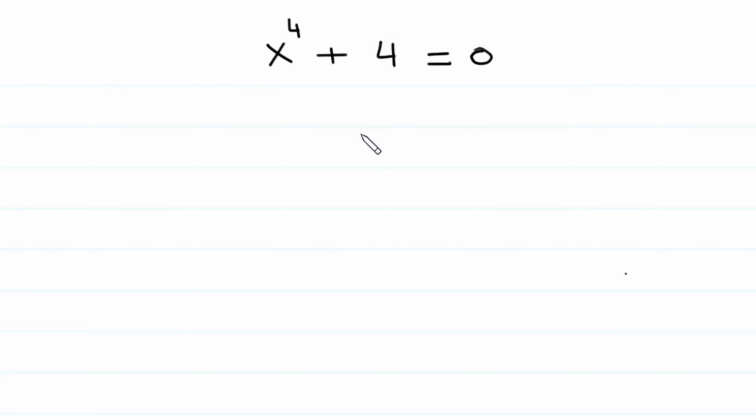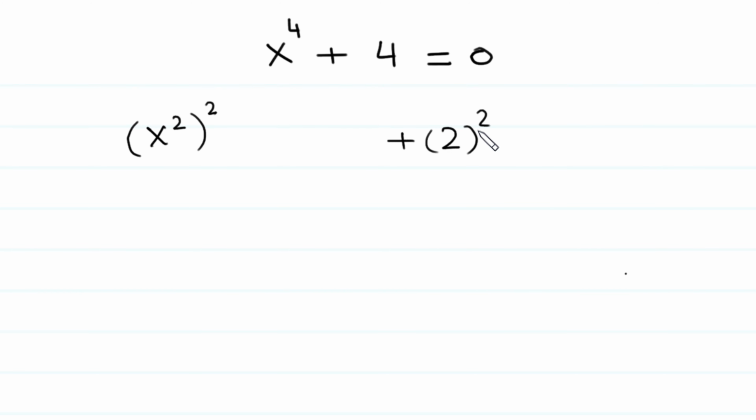Hello, welcome to how to solve this equation for x. We have to find all four roots. This x to the power 4 can be written as x to the power 2 whole square plus this 4 can be written as 2 to the power 2.